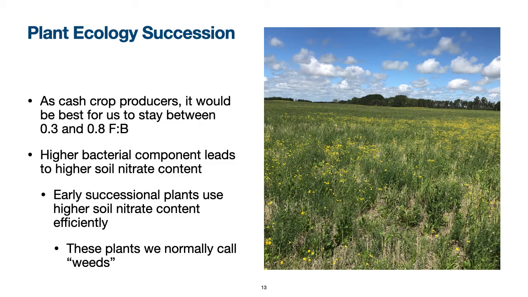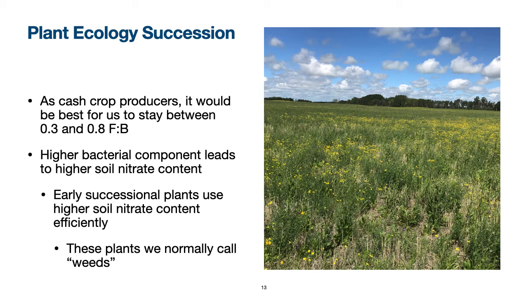As cash crop producers, in my experience, I like to be between 0.3 and 0.8 fungal to bacteria ratio. This is high enough that you have enough fungi in that soil that you're not going to be having these high nitrate flushes, which is going to cause weeds. You have a system that's working fairly well.